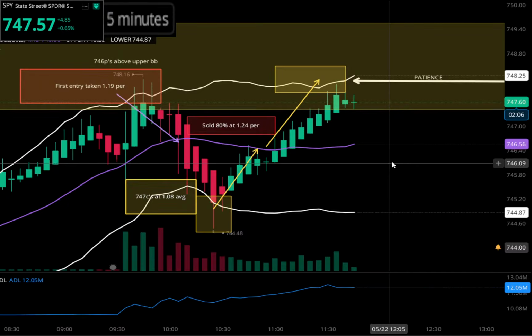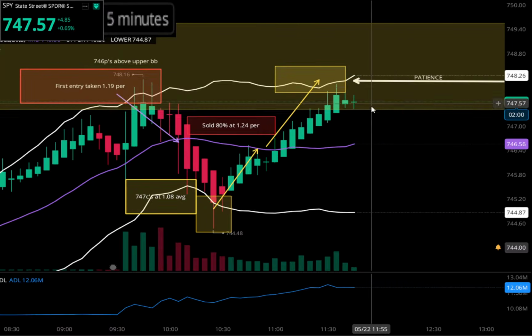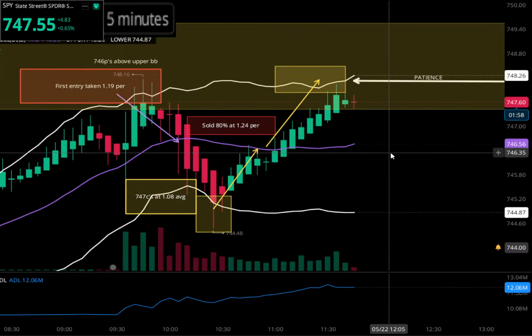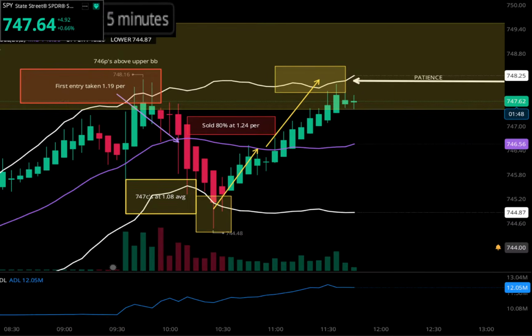So I think it'd be better to exit, but if you're wanting to exit today, let this cup finish. Let us get this handle downward, and from that handle downward, that would be a good opportunity to exit those puts or to exit those shorted shares.